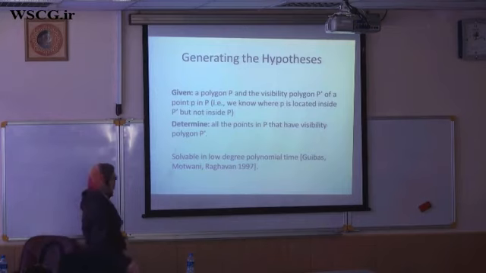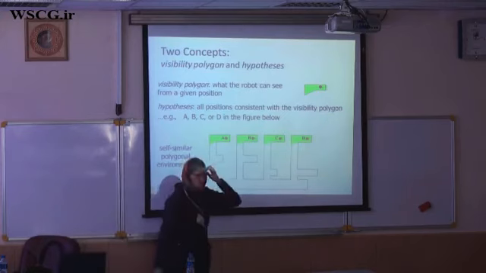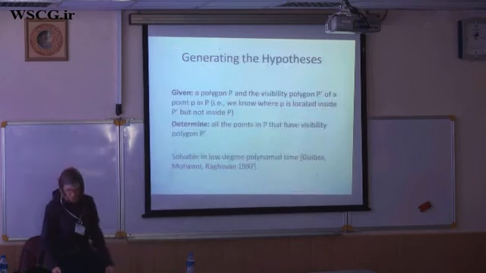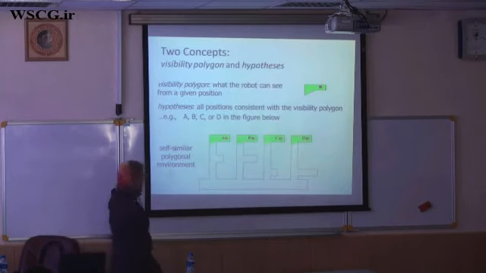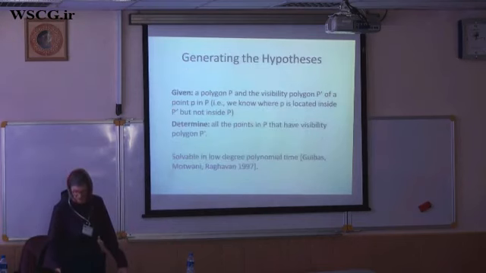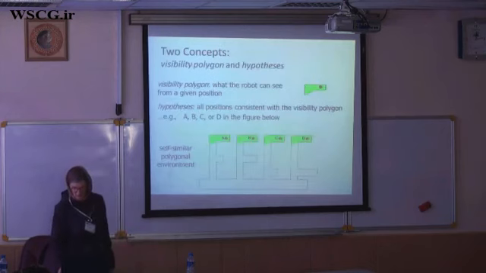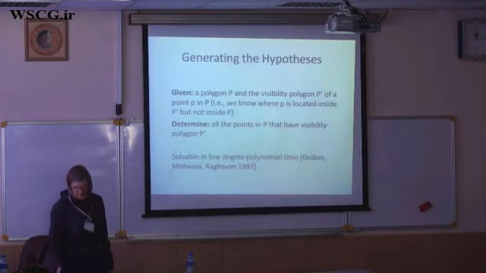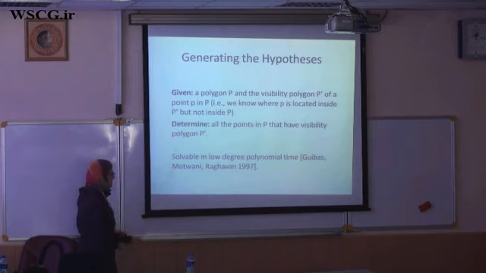So generating the hypotheses, how do we, in general, go about figuring out where those A, B, C, D red dots are, hypothesized initial locations? So the problem is this. We're given the polygon. We're given that green P prime visibility polygon that P sees, that the robot sees when it wakes up. And the problem is to determine all the points in the polygon that have that same visibility polygon. So in other words, we want to figure out those points A, B, C, D. And fortunately, this problem is solvable in low-degree polynomial time. And that's work of Guibas, Motwani, Raghavan in 1997.